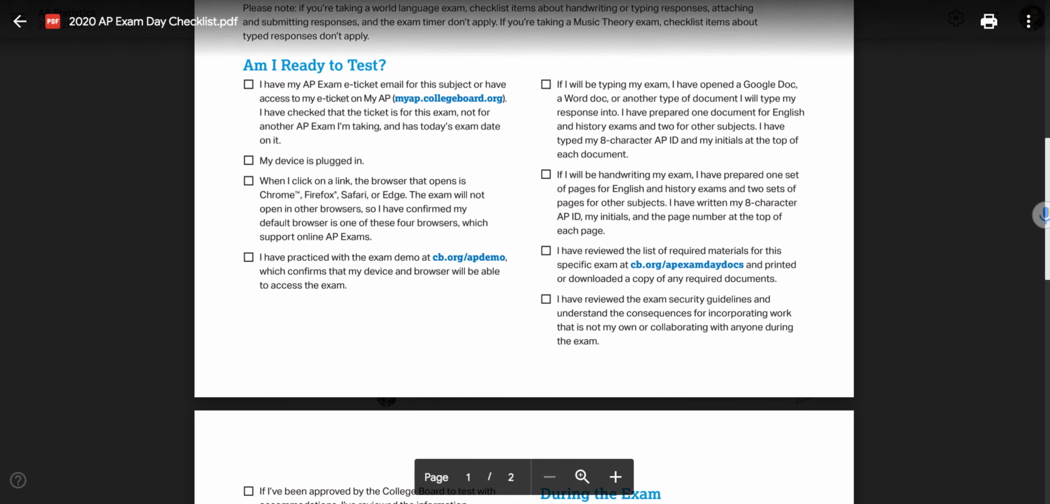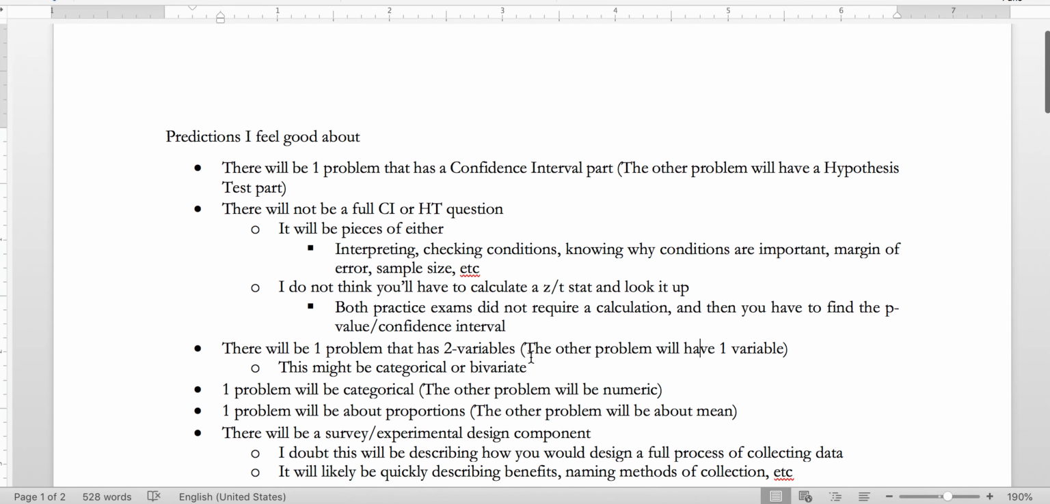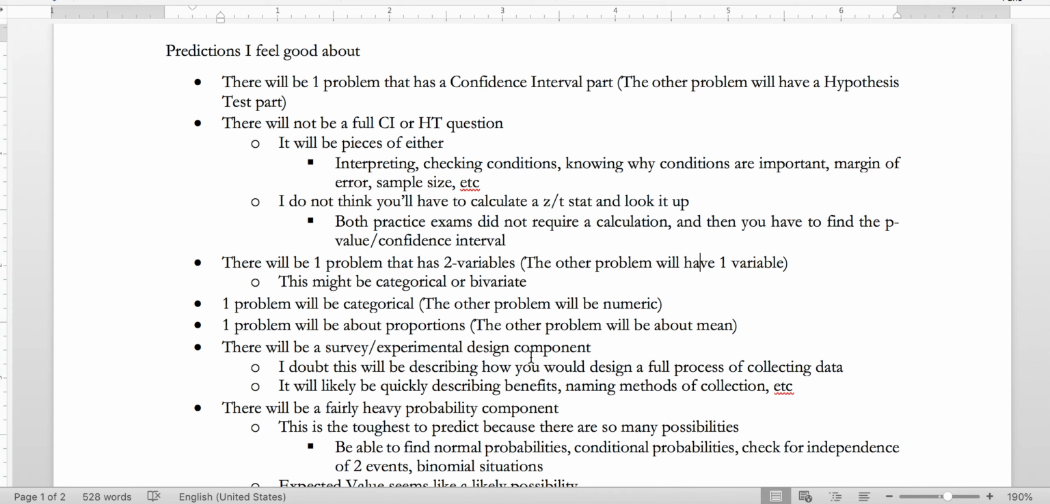The second thing that I wanted to share, I started making some predictions about what I think is going to be on this test after the couple practice exams, and just kind of thinking about this more. So here's a list. One, and I feel good about a lot of these predictions actually, but there's going to be a problem that has a confidence interval, and then the other problem will have something about hypothesis testing. And I don't believe there's going to be a full confidence interval or hypothesis test question, like those ones that say construct and interpret a confidence interval, or do the data provide significant evidence. Those questions I doubt are going to be there. What I think it's going to be is pieces.